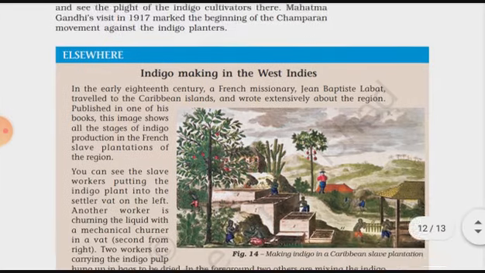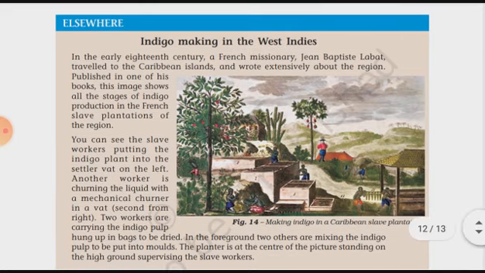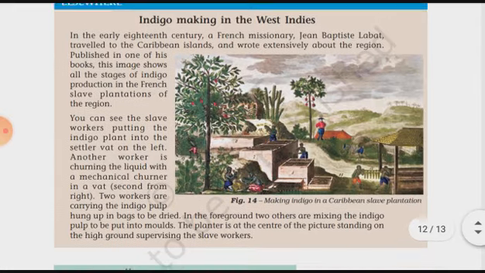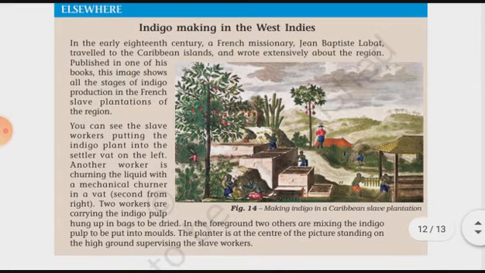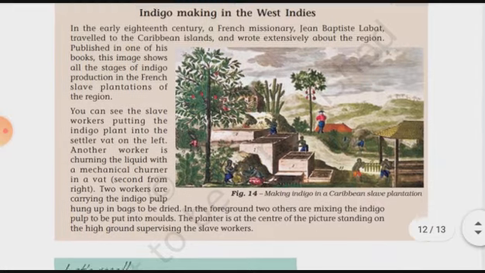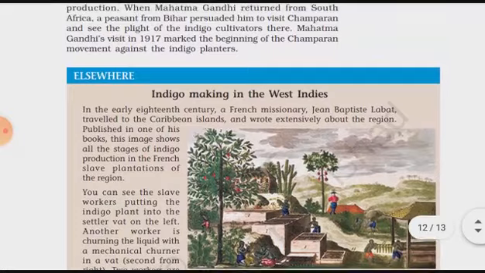You can also read what has been given about the West Indies, and the French missionary. They traveled there, mainly in the West Indies, and were forced into slave plantation over there. The slaves were made by them, and used to work in the indigo plantation. Then after this, the question answers have been given, which we will discuss later.